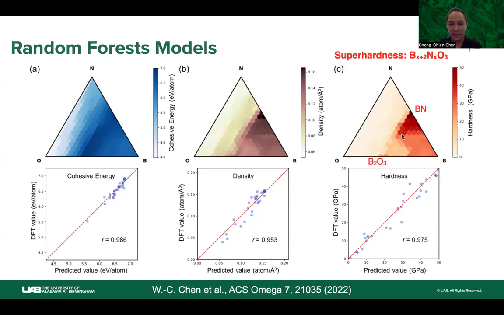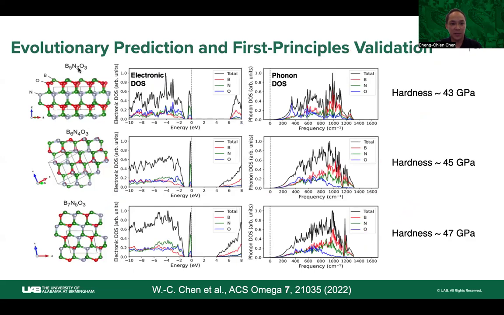So first of all, we see there's a region with high cohesive energy, which means the composition will be more stable, and also there's a region around this boron nitride 1-to-1 ratio where they show high superhardness. In fact, we have identified a chemical composition of Bx+2 N(x) O3. This would be along this region of high cohesive energy, so they're stable, and meanwhile with potentially high hardness. As an example, we consider B5N3O3, B6N4O3, B7N5O3.